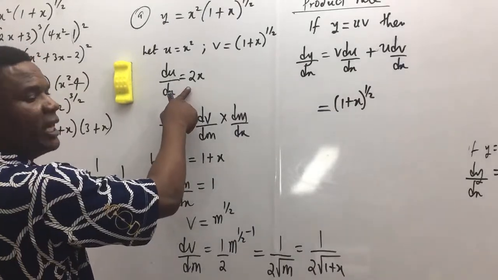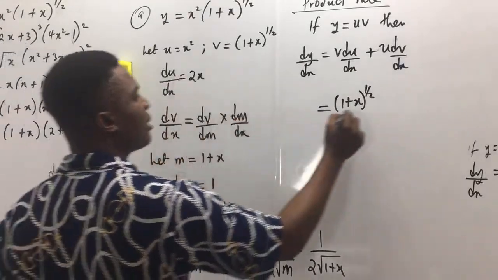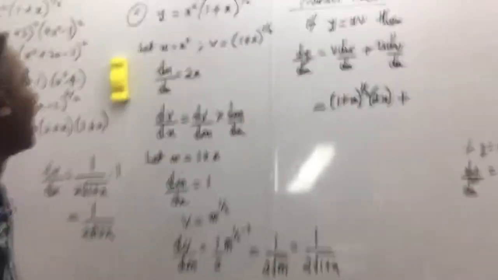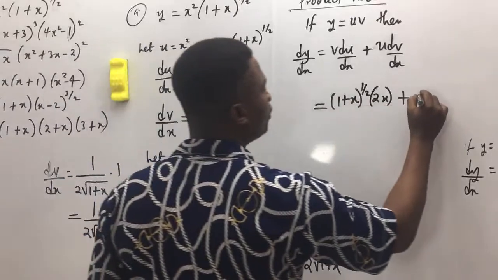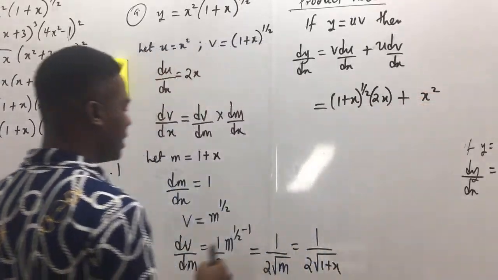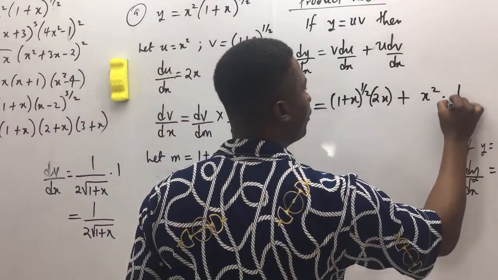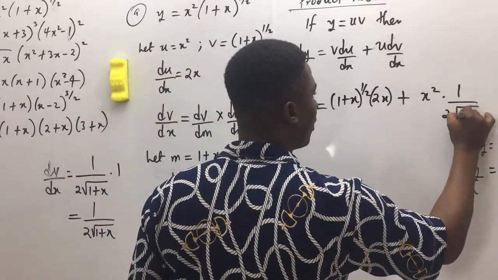What did we get du/dx to be? We got it to be 2x. So I'm going to bring here 2x plus u. Our u is x squared, so I'm going to put here x squared. And what is our dv/dx? Our dv/dx is 1 over 2 square root of 1 plus x.